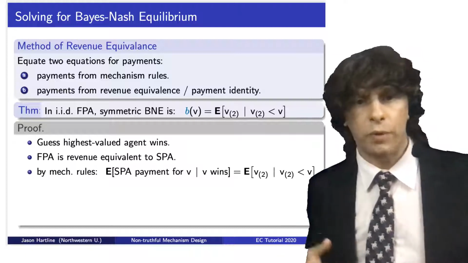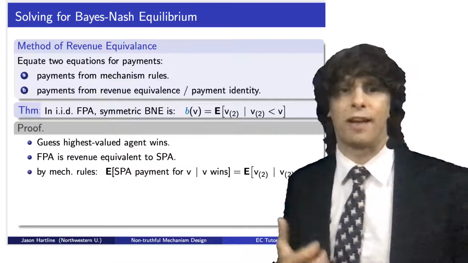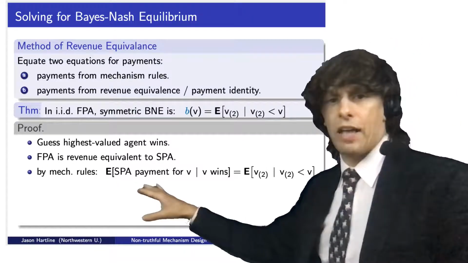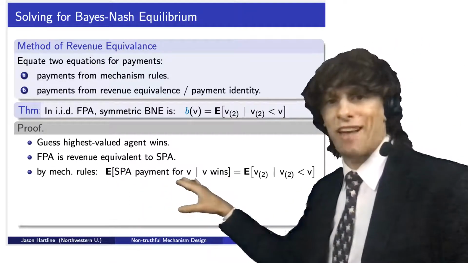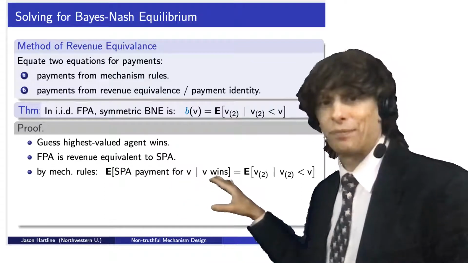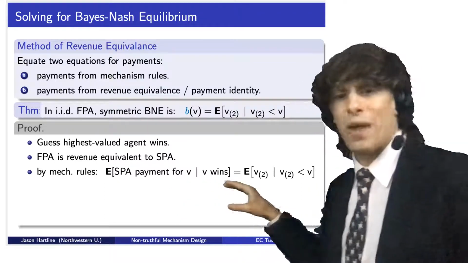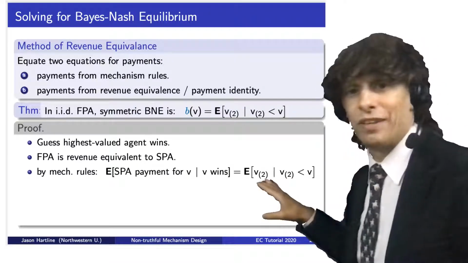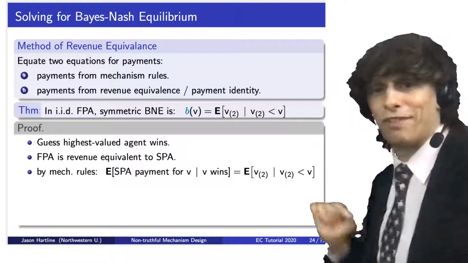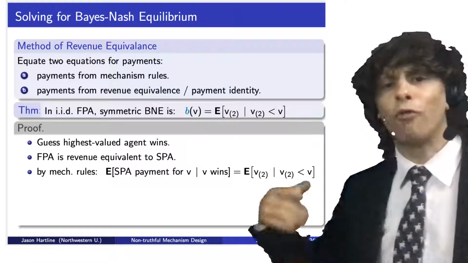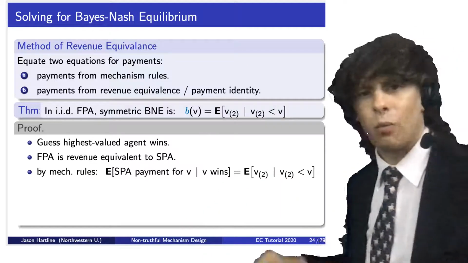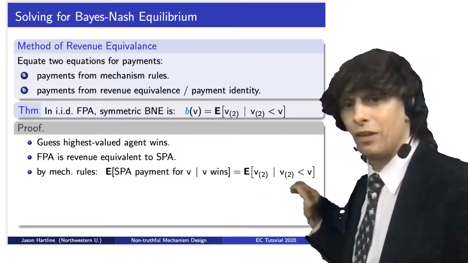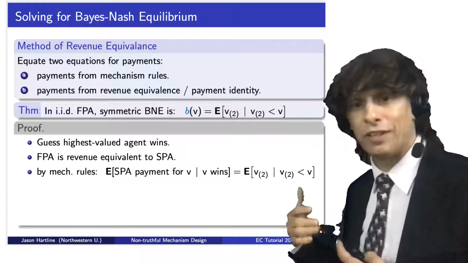Great. Well, then we can start using the mechanism rules to identify what the payments are. So we'll first look at the second price auction and calculate the expected payment made by an agent with value V conditioned on V winning. Well, if you win in the second price auction, you pay the expected second highest value, conditioned on that second highest value being below your value. What is the overall payment in the second price auction? Well, it's this conditional payment on winning times the probability you win, plus your conditional payment on losing, which of course is 0.